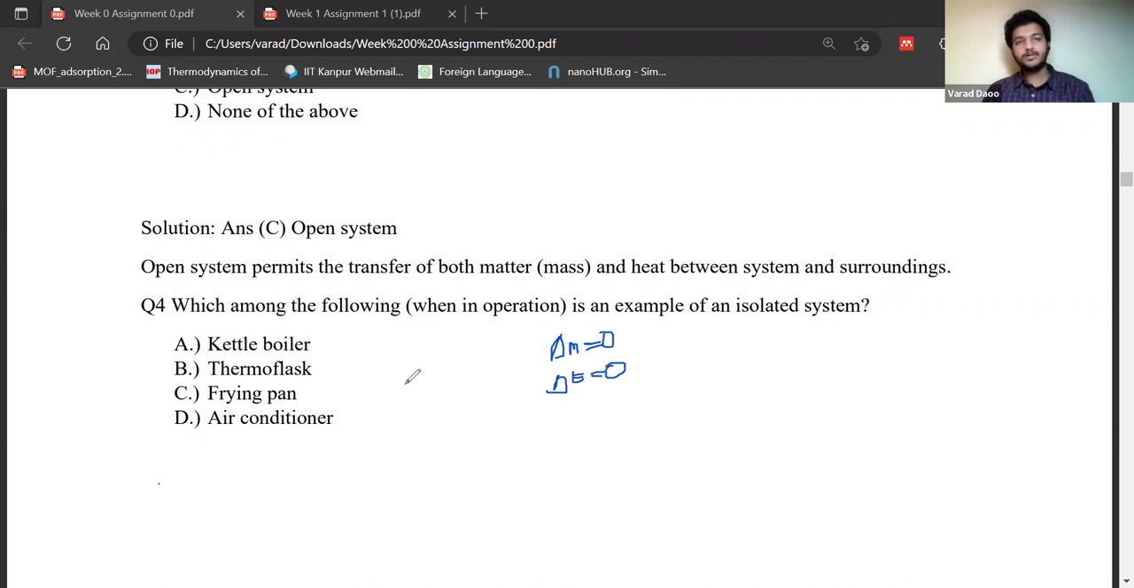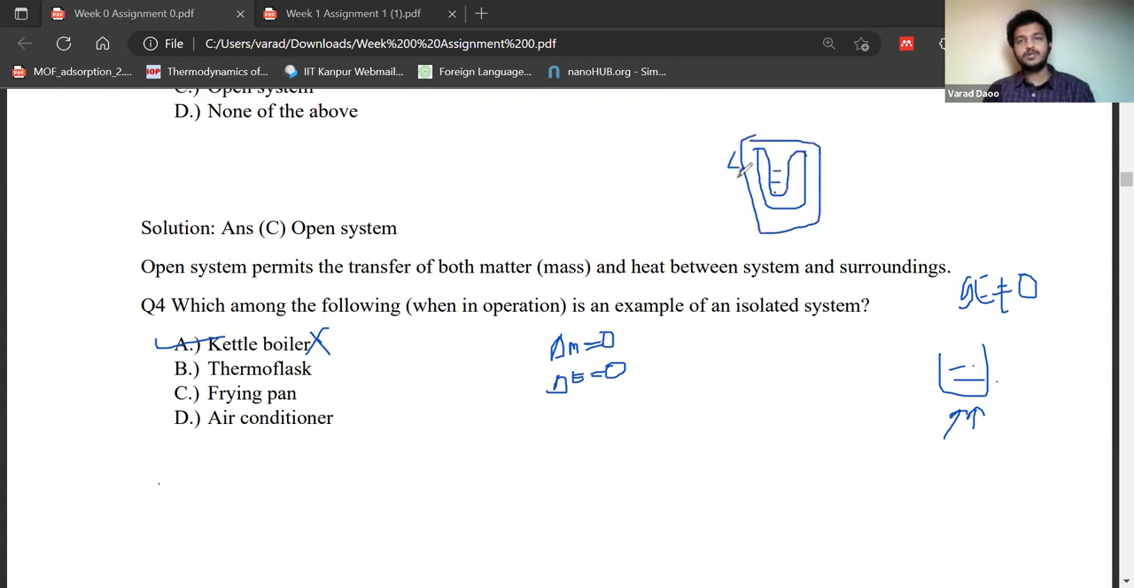So kettle boiler. In a kettle boiler, we input the heat into it, right? We have a kettle in which we have water, and we heat it. That means delta E is not equal to 0, so this is not an isolated system. Thermoflask: we put water in and it is closed. For this, delta M is equal to 0 as well as delta E is equal to 0. So this can be an isolated system.